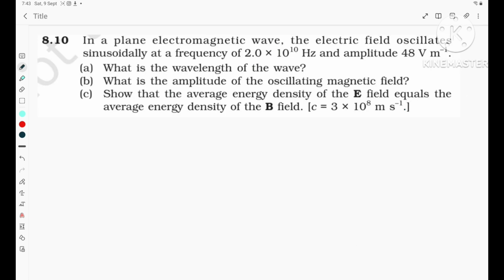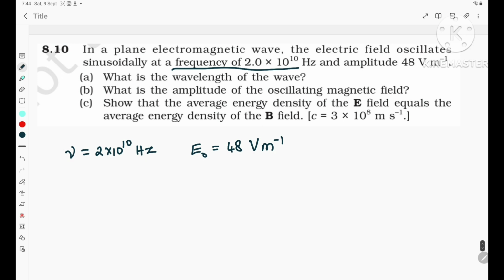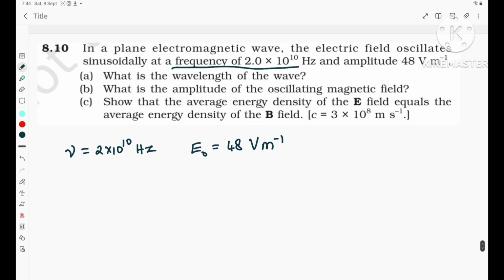The last question. In a plane electromagnetic wave, the electric field oscillates sinusoidally at a frequency of 2 into 10 power 10 hertz. So the frequency is given as 2 into 10 to the power 10 hertz. And the amplitude of the electric field is given as 48 volt per meter. You should note that volt per meter is also another unit of electric field apart from Newton per Coulomb. So the next question they are asking, first one is, what is the wavelength of the wave?